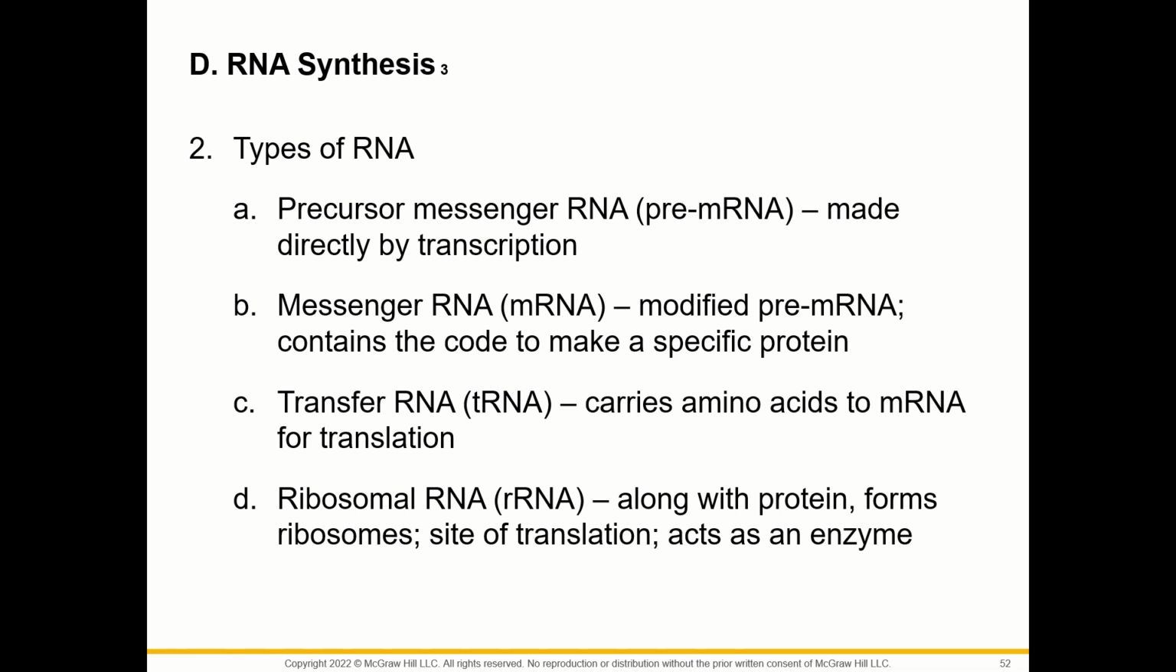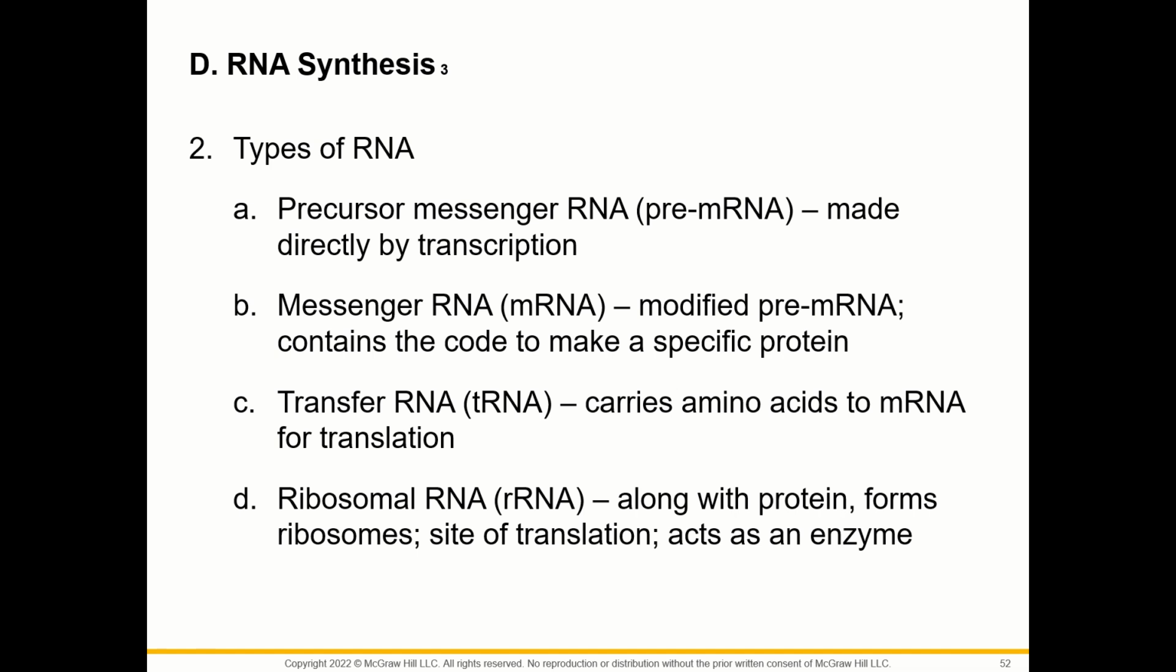So once the messenger RNA is made from that modified pre-mRNA, it's got little caps put on it. It cuts out any non-coding section through a process called splicing, and we make an actual code that will make a specific protein, and that's the mRNA that can then leave the nucleus and go into the cytoplasm. Figure 3.17 is going to show the process of pre-mRNA into mRNA. So stay tuned. And then transfer RNA is going to carry amino acids to mRNA for translation.